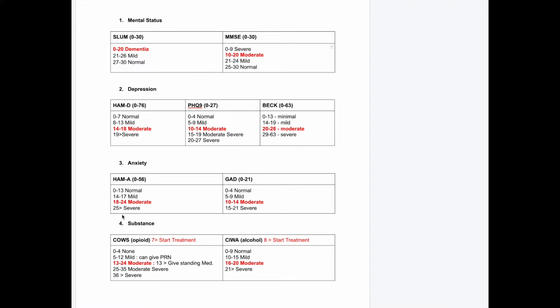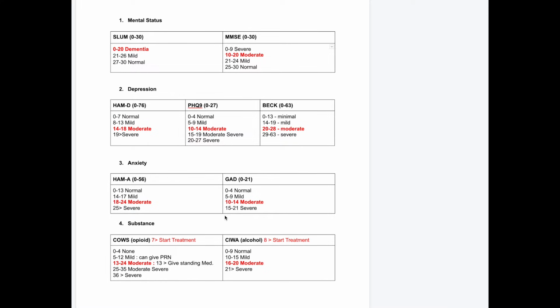And the second scale that we have for anxiety is GAD. That ranges from 0 to 21, 21 being the highest score that you would get. 0 to 4 is normal, 5 to 9 is mild, 10 to 14 is moderate, 15 to 21 is considered severe.